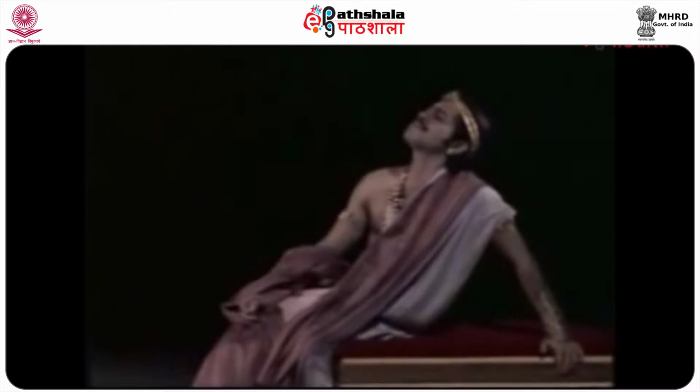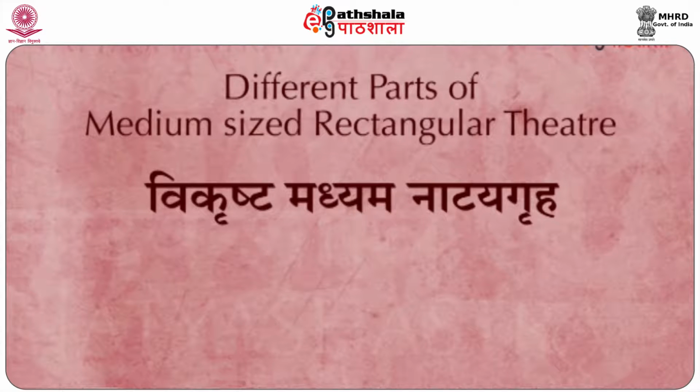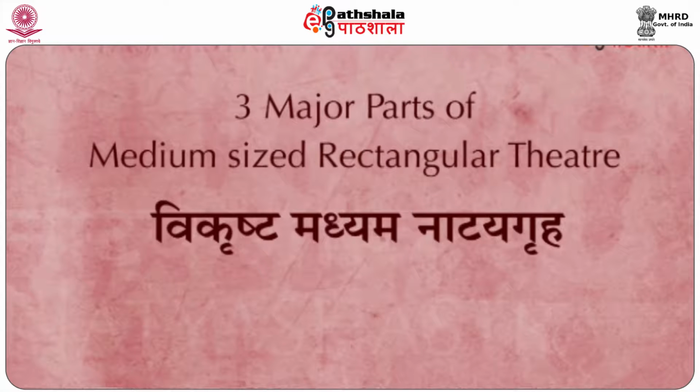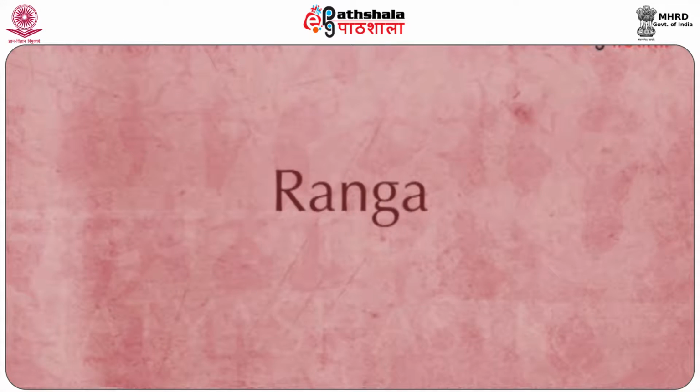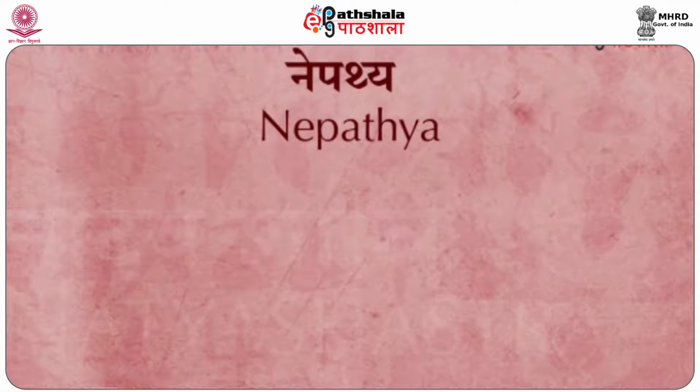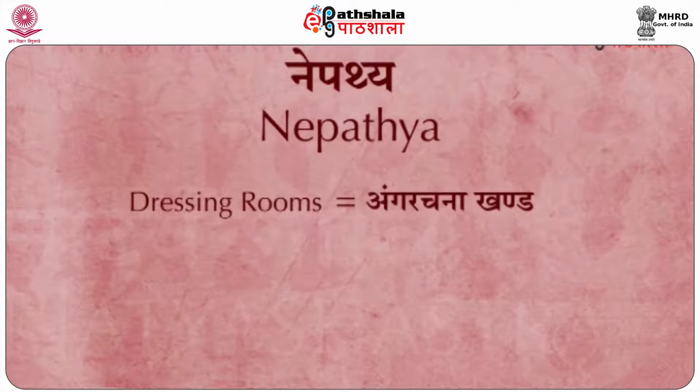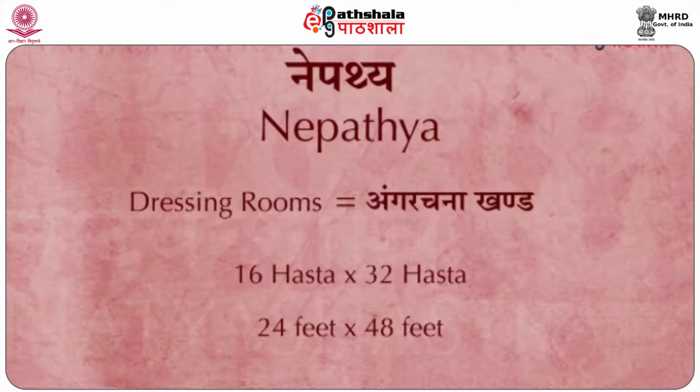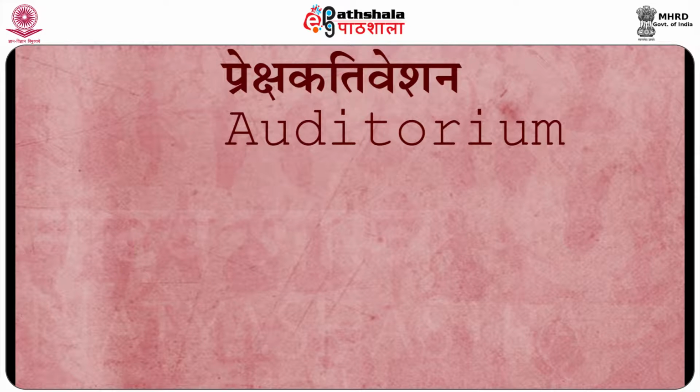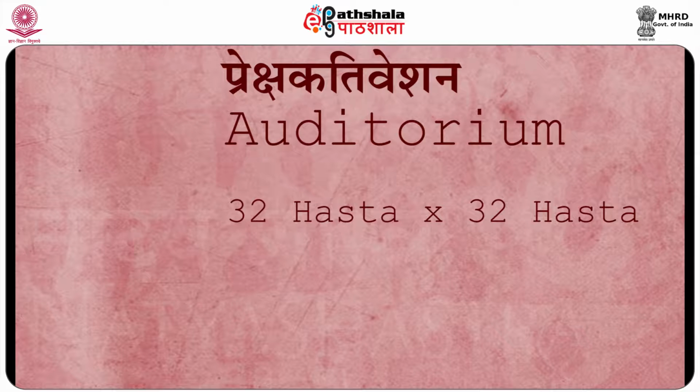Now, let us see the different parts of Vikrust Madhyam Natyagruha. There are three major parts. Ranga, the stage proper, measuring 16 hasta by 32 hasta, that is to say 24 feet by 48 feet. Nepatya, consisting of dressing rooms, Anga Rachana Khanda, measuring 16 hasta by 32 hasta, that is to say 24 feet by 48 feet. And the third one, Prekshagruha, auditorium of 32 hasta by 32 hasta, that is 48 feet by 48 feet.